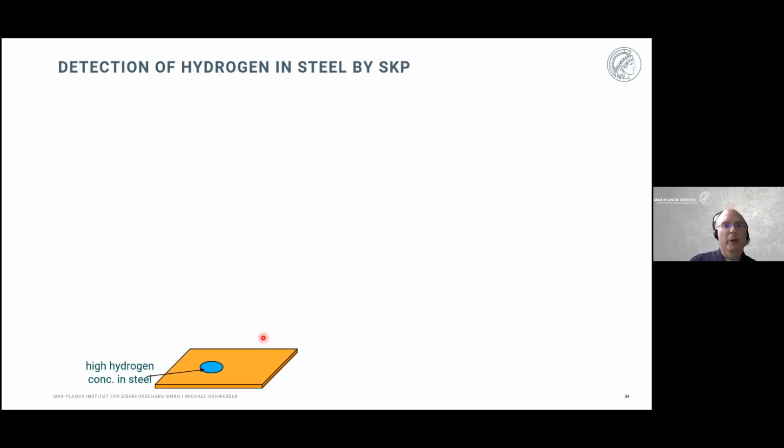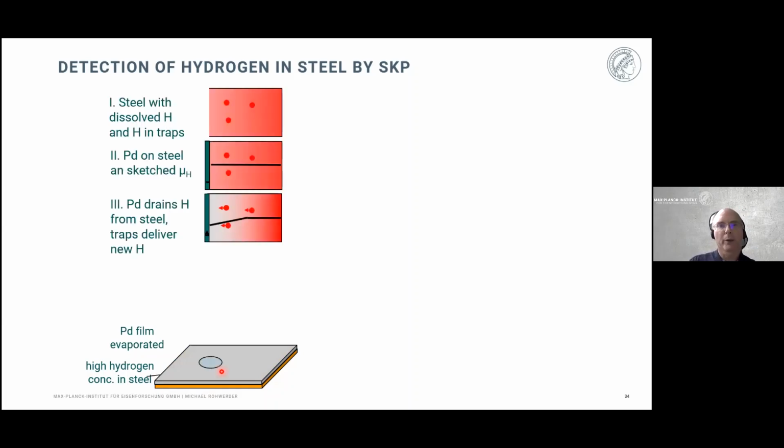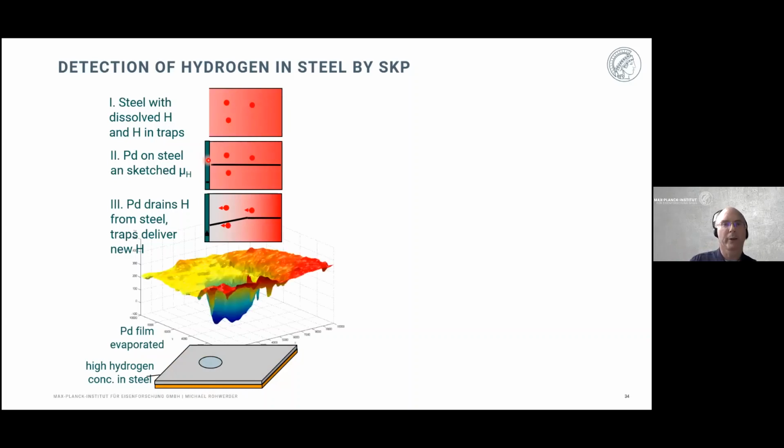So that is shown here. Let's say we have a steel sample. It's locally charged with hydrogen. Here it's a spot. And then we evaporate a thin layer of palladium, for example, 100 nanometer. And now we scan with a Kelvin probe across that surface. And what will happen then is that from trap sites and also from the lattice, hydrogen will enter the palladium layer, right? And it takes some time, of course, it will change with time. We can follow it at different times.